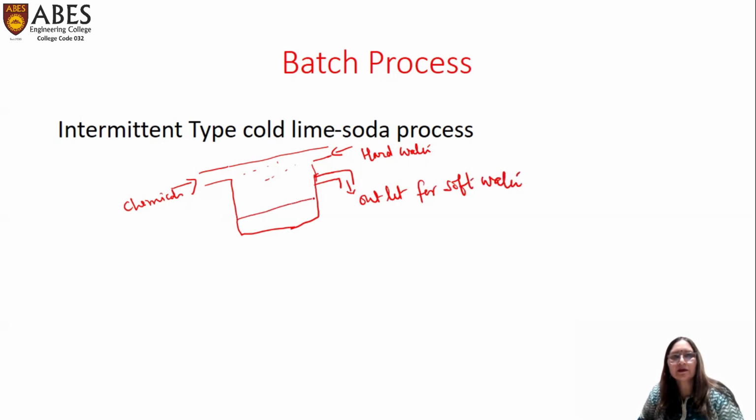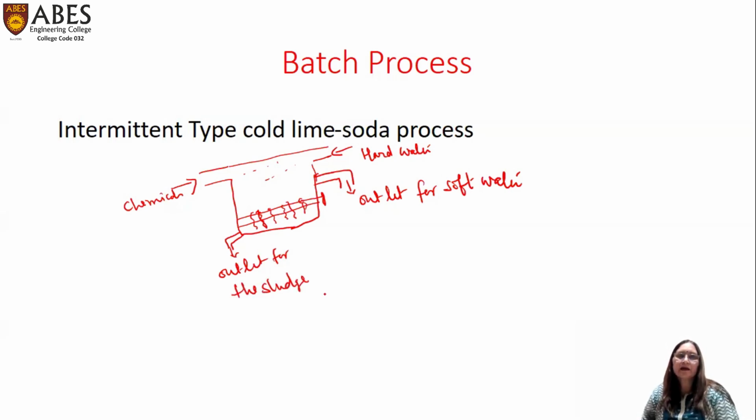And here we are using a distiller, for mixing the hard water and chemicals. And this is the outlet for the sludge. Intermittent type softener we are using here. Intermittent type water softener consists of a pair of tanks which are used in turn for softening of water.